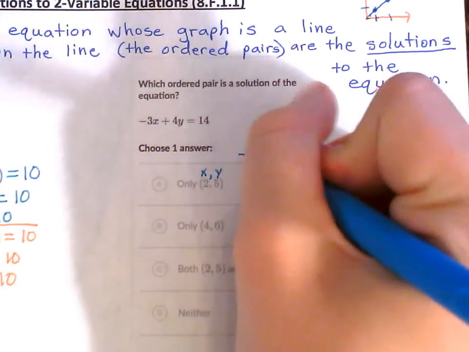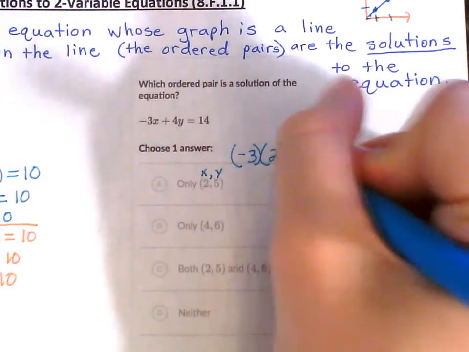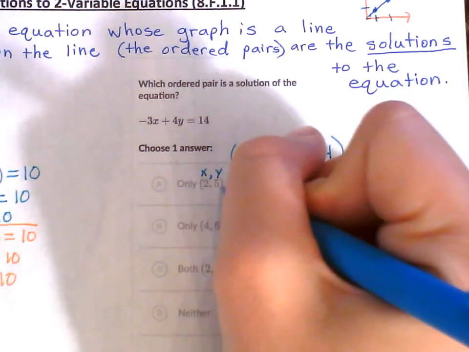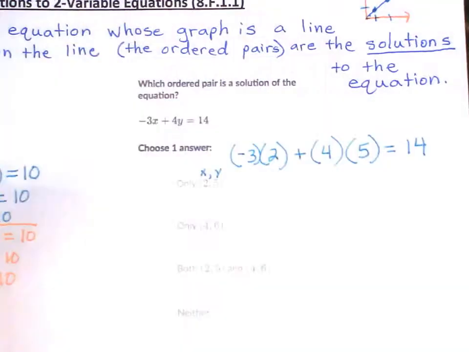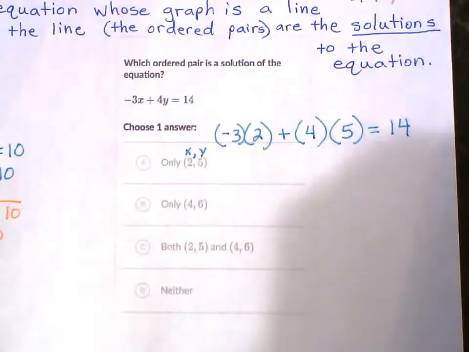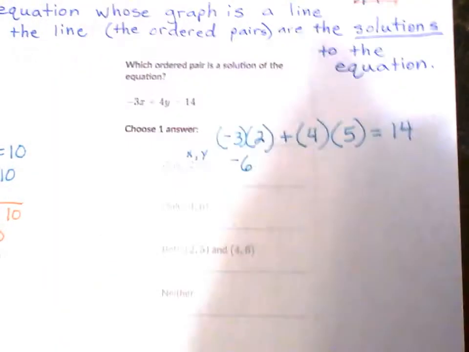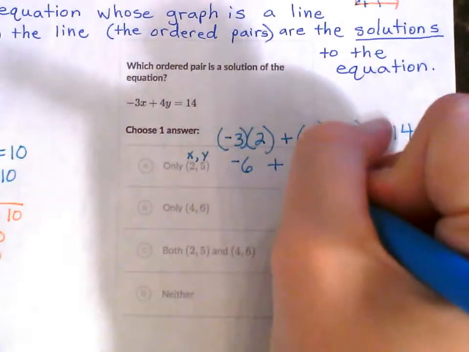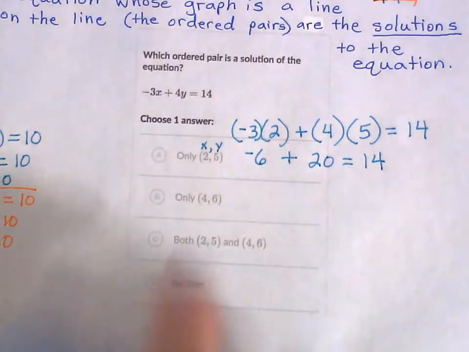So negative 3 times x, well x is 2, plus 4, and now we substitute 5 for y, equals 14. Order of operations says we have to multiply both before we can add them. Negative 3 times 2 is negative 6, plus 4 times 5 is 20, equals 14. So negative 6 plus 20.